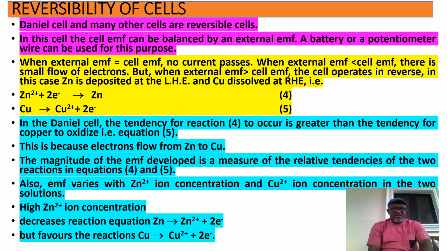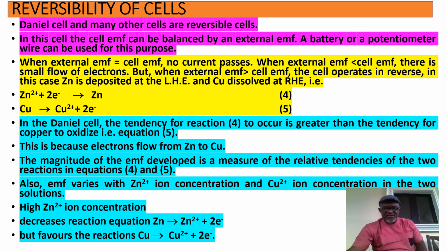In this slide, we're trying to look at reversibility of cells. So we can use the Daniel cell. Remember, the Daniel cell works by oxidizing zinc, releasing electrons which now go to the copper electrode and reduce the copper. So automatically what this means is that if we reverse the Daniel cell, for instance, we will now have equation 4 and equation 5. Look at it. Zinc ions will now be reduced and copper will now be oxidized.